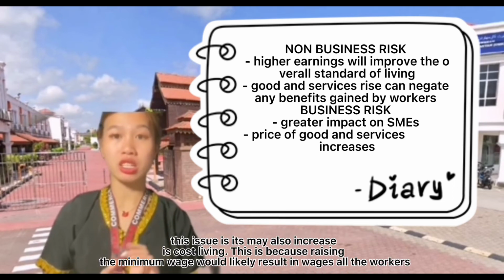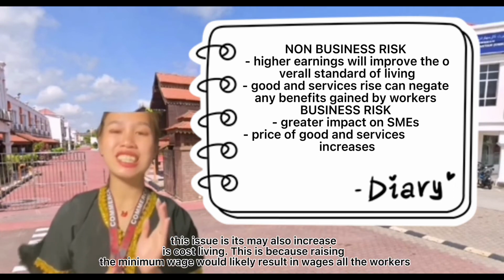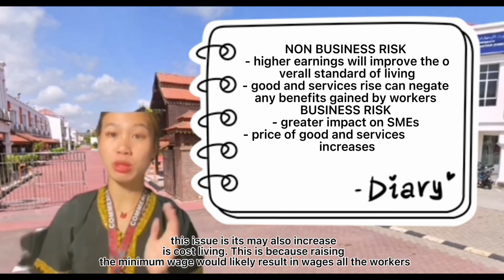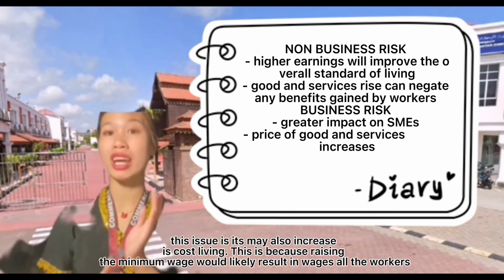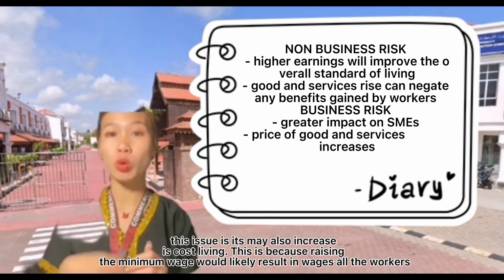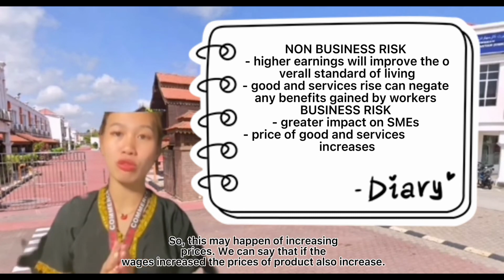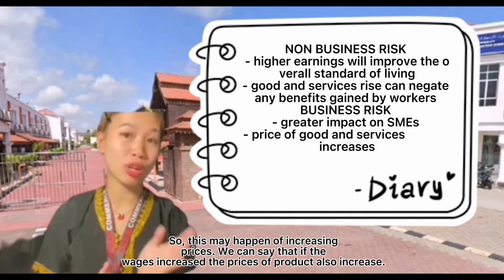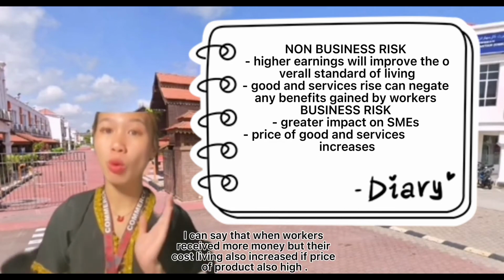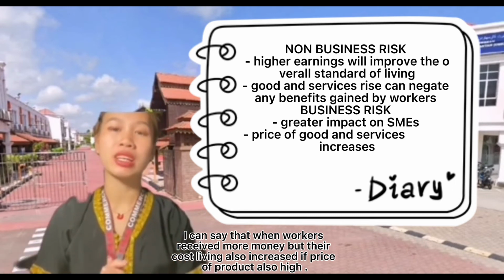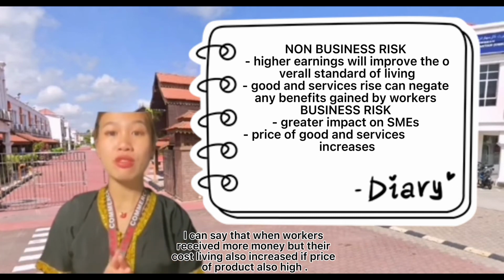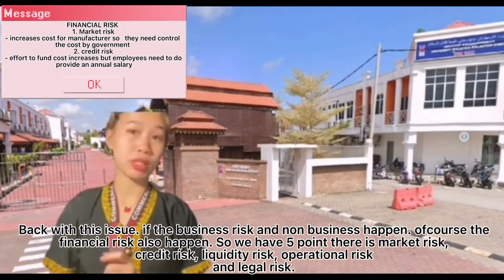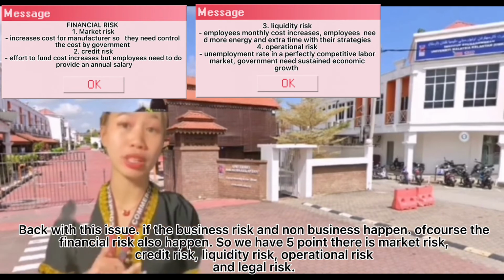And number two, this issue may also increase the cost of living. This is because raising the minimum wage will likely result in wage increases for all workers. So this may lead to increasing prices. We can say that if the wages increase, the price of products also increases. When workers receive more money, but the cost of living also increases if the price of products is also high.